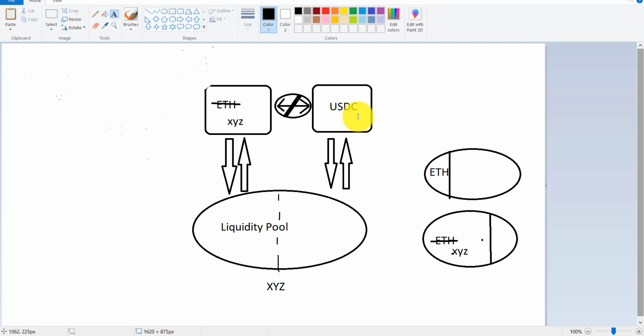So impermanent loss is any time that you earn less, meaning the fees that you earned from providing liquidity did not offset the losses, and that you would have earned more just by holding the tokens.